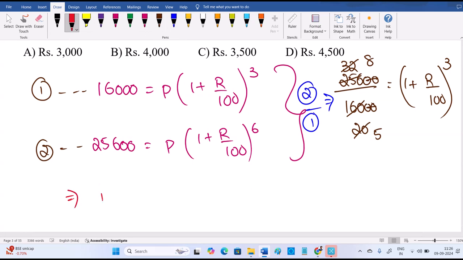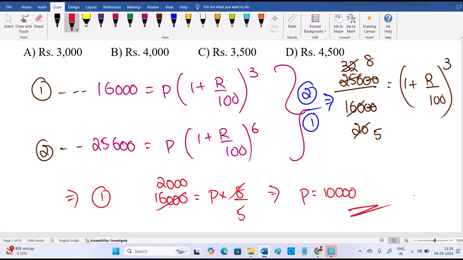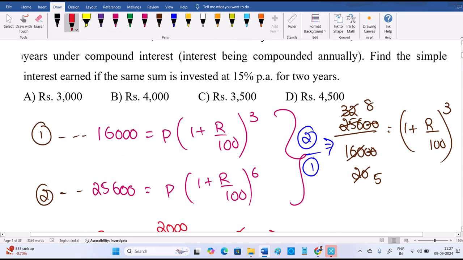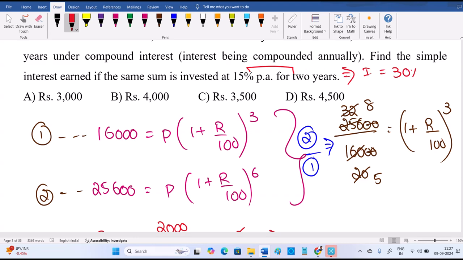So from the first equation, 16,000 is nothing but P into 8 by 5 directly. This is 2,000. P equals 10,000. So 10,000 is the principal. Now the question is, with that principal, 15% per annum for 2 years means, using the simple interest concept, interest will be 30%. 1 year 15%, 2 years means 30%. 30% means 3,000 is your answer.